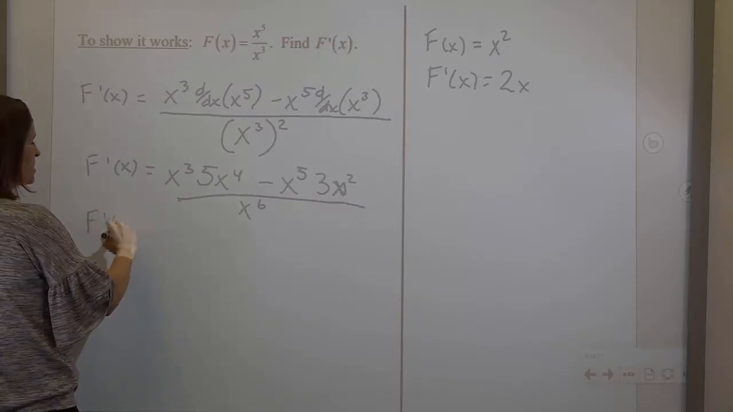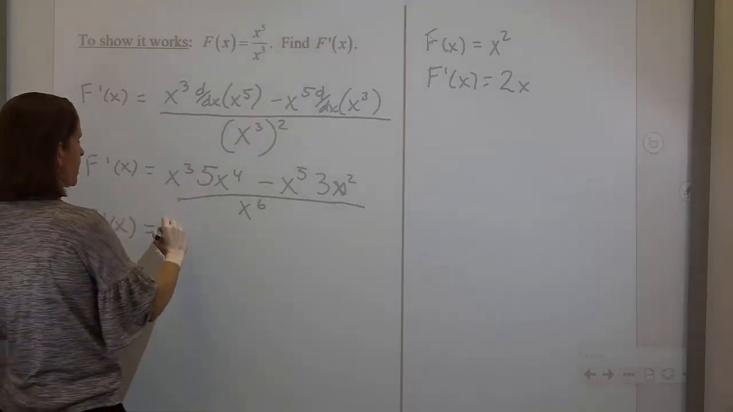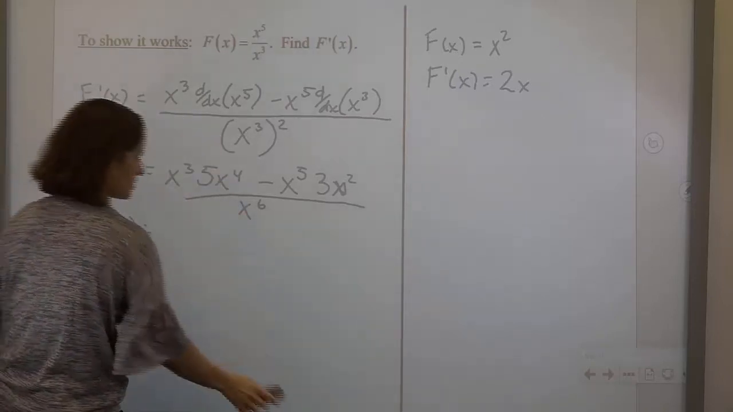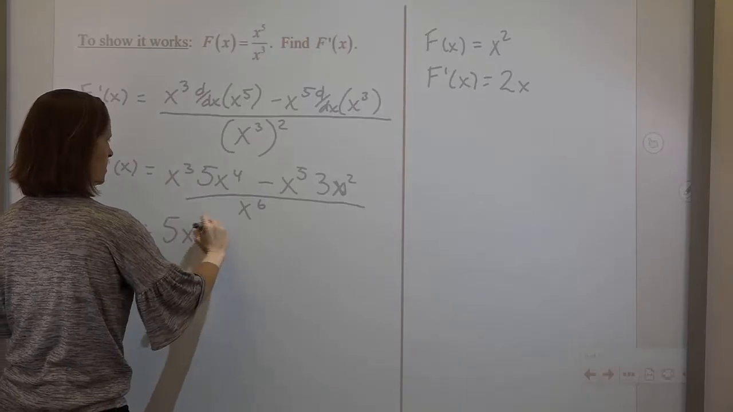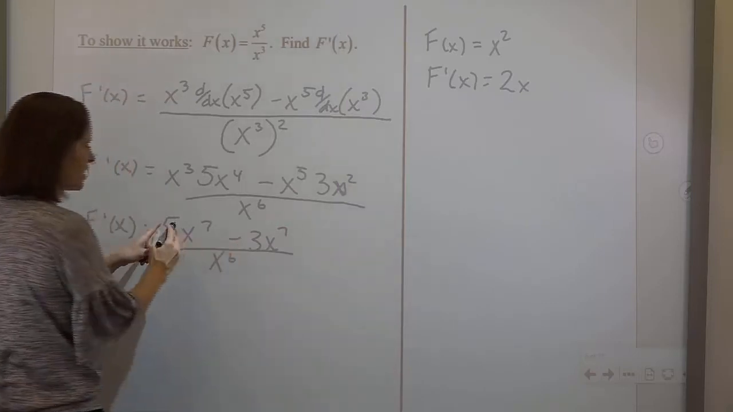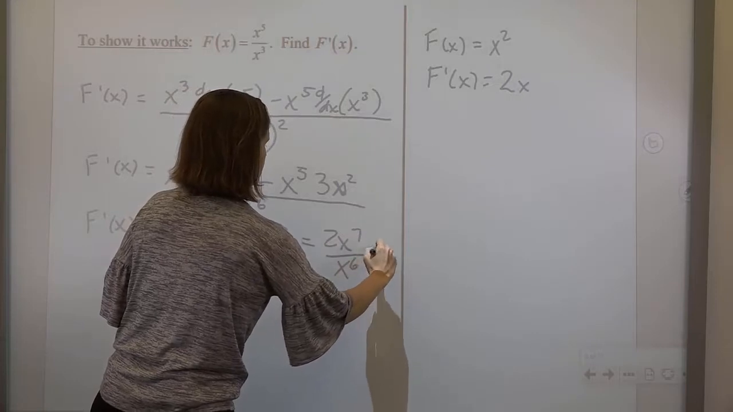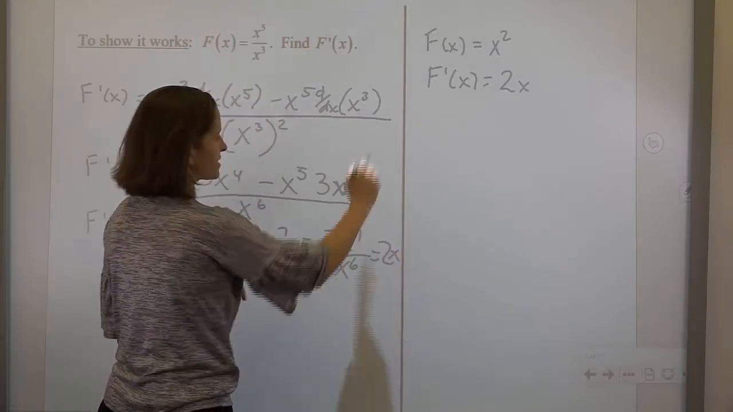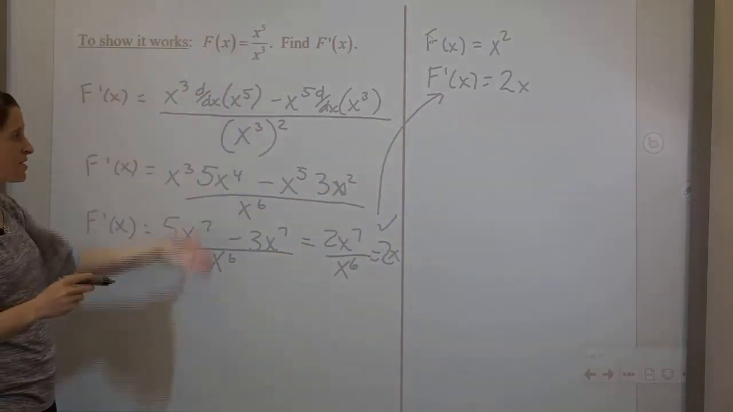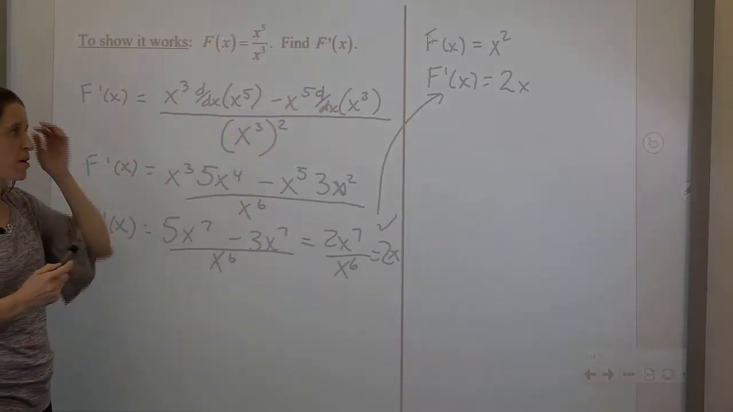So a little bit more cleaning up to show that we really are getting the same thing we talked about over there. Up here we have 5x to the 7th minus 3x to the 7th over x to the 6th. These are like terms. 2x to the 7th over x to the 6th simplifies to just 2x. And that is indeed what we had gotten over there. So again, you would never do all this work when it's that simple, but I wanted to show you that it really does work with something that you're more comfortable with.